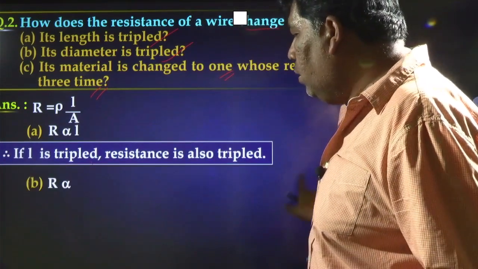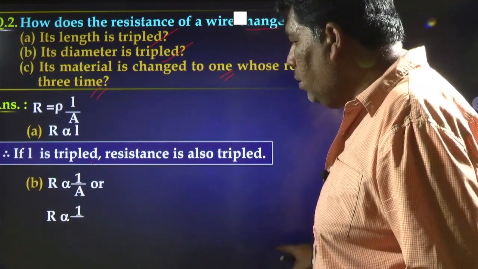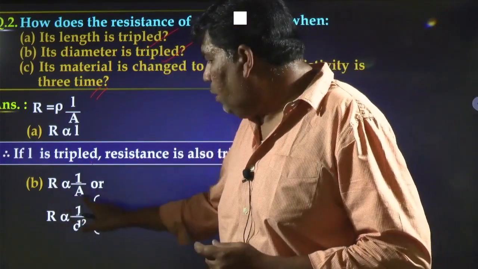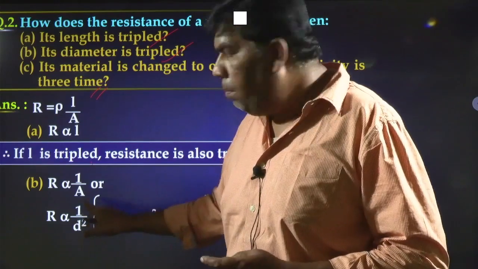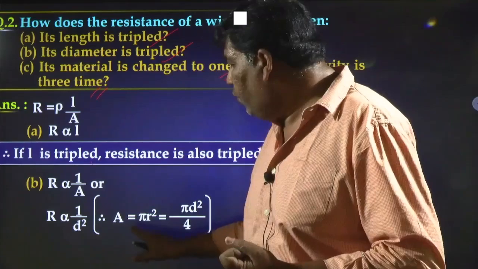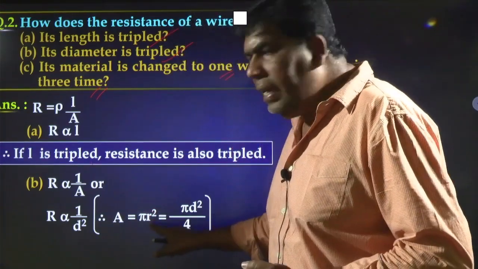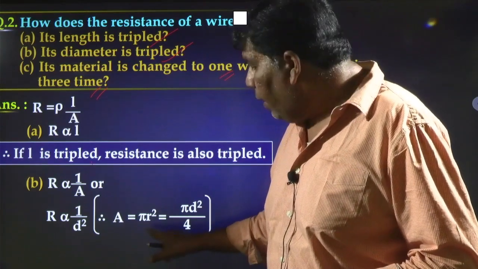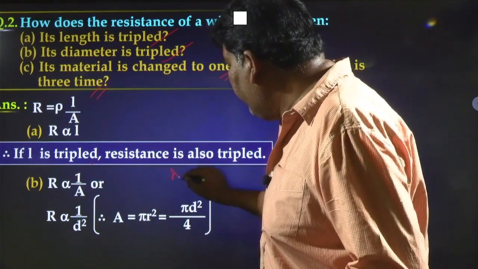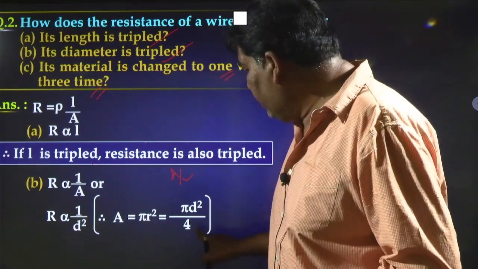Next. So R is proportional to 1 by A. If we take only area, R is inversely proportional to area of cross section. But area, for a metallic conductor, means we have to consider a circle. The formula for area of a circle is pi r square. In the place of r, we can take the diameter, since radius is nothing but half of the diameter. In the place of r, we can keep d by 2, so r square will become d square by 4.